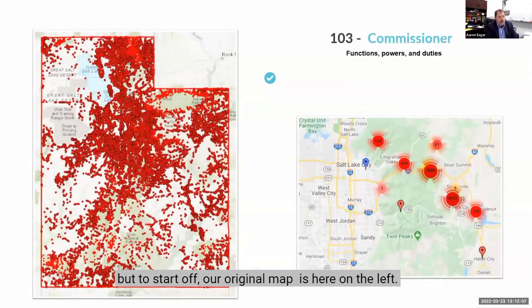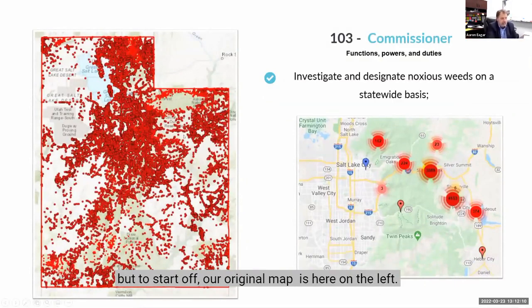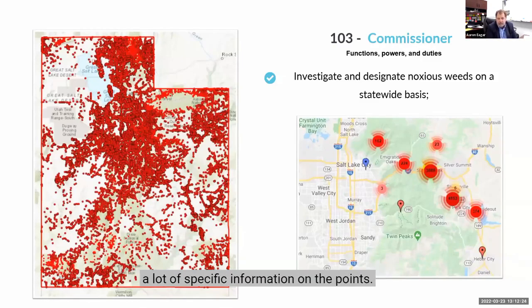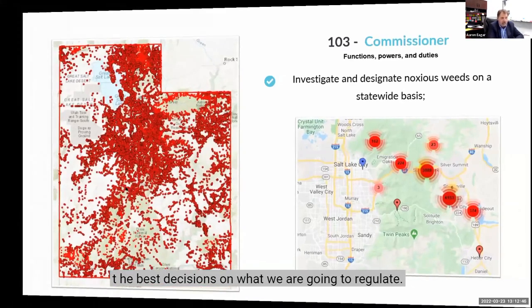But to start off, our original map is here on the left. When we were collecting data in 2008, 2006, it was coming from various different sources, ArcGIS or Eagar, and we had a lot of points, but we didn't have a lot of specific information on the points. And so when we tie that to our law, and the law says that one of the duties of the commissioner is to investigate, designate noxious weeds on a statewide basis, we had to look at how do we get more data, more accurate data, and how can we utilize that data to make the best decisions on what we are going to regulate.